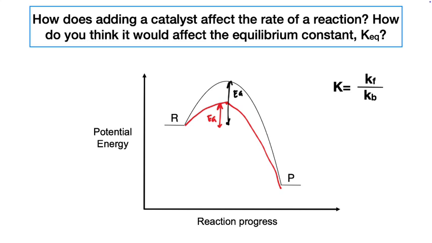Backwards. The backwards rate constant also changes. If we look at the forward versus the reverse, we're also seeing a change in that activation energy. That change is consistent for both of those directions, which ultimately means no change in the overall K. Kind of makes sense?